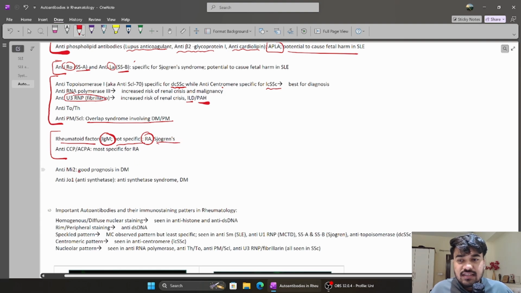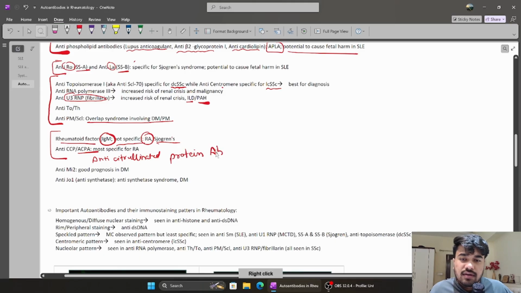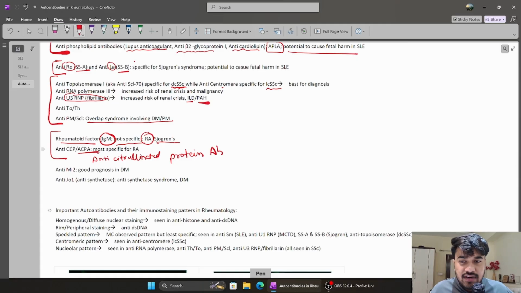Then we have anti-CCP antibody, also known as ACPA antibody. The full form is anti-citrullinated protein antibody, right? That's what ACPA stands for. Now this is the most specific antibody for rheumatoid arthritis. Rheumatoid factor is sensitive, but it is not specific for rheumatoid arthritis. It can also be seen in Sjogren's syndrome, but ACPA or anti-CCP antibody is the most specific for rheumatoid arthritis, right?